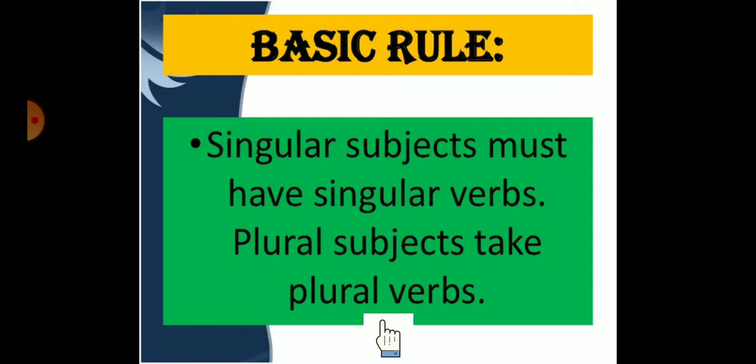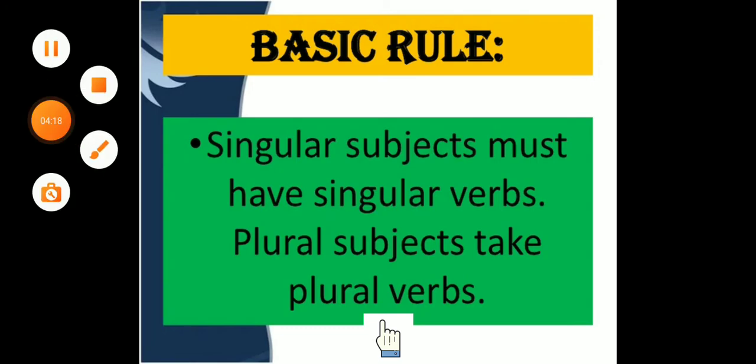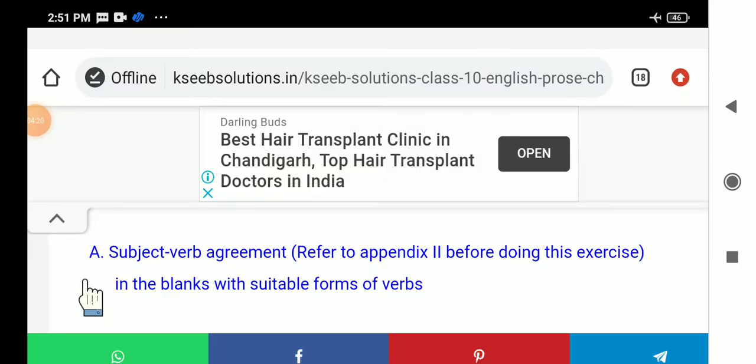So students, let's begin with page numbers 47 and 48 of the English textbook, the exercise based on subject and verb agreement. Let's start without further ado. Here we have section A, subject verb agreement. In the bracket it is given, refer to Appendix 2 before doing this exercise. So we have to refer to Appendix number 2 before doing this exercise.